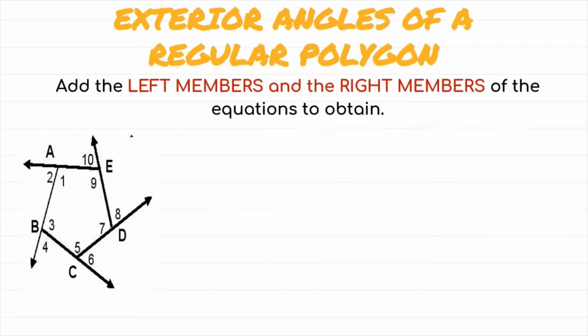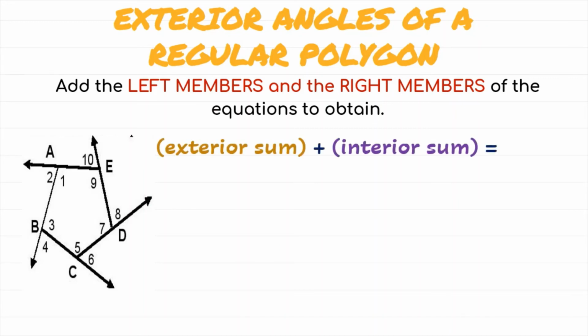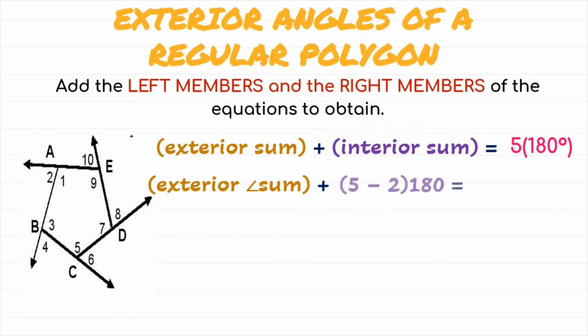Add the left members and the right members of the equation to obtain the exterior sum and the interior sum. And then, 5 times 180 degrees. Since pentagon yan, kaya 5 yung ginamit. So, yung exterior angle plus 5 minus 2, kasi para malaman natin yung total ng interior angles, yung total ng interior angles is 5 minus 2 times 180. Yan po yung formula kanina.